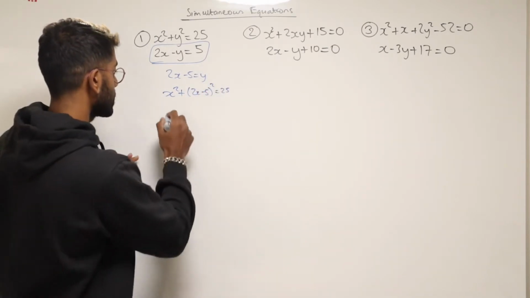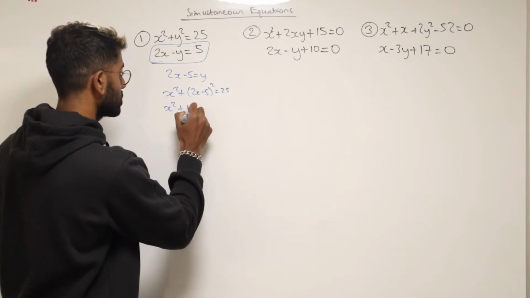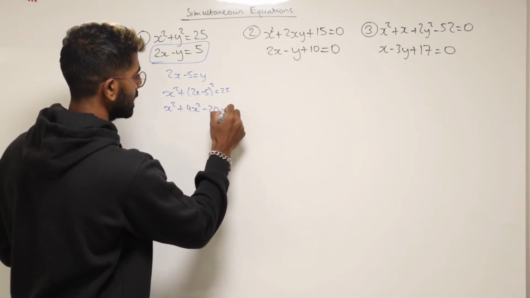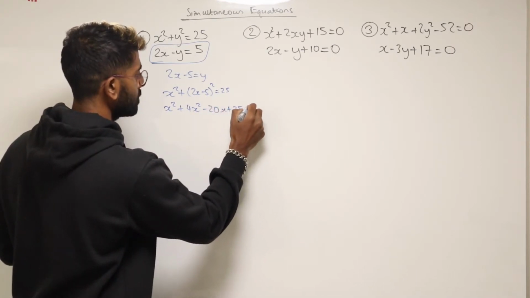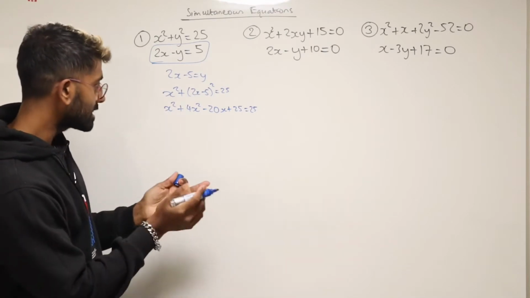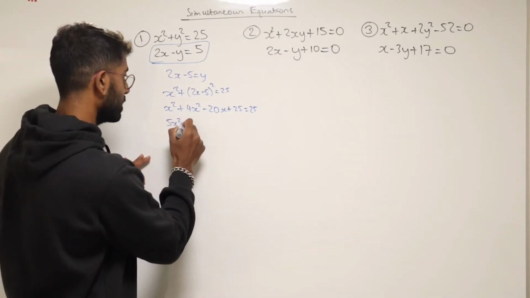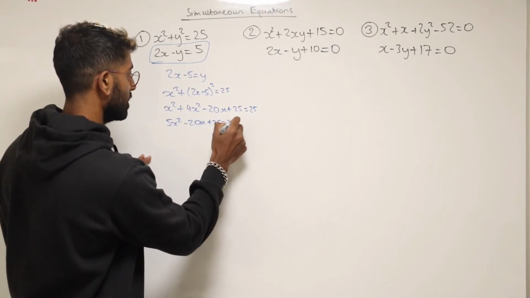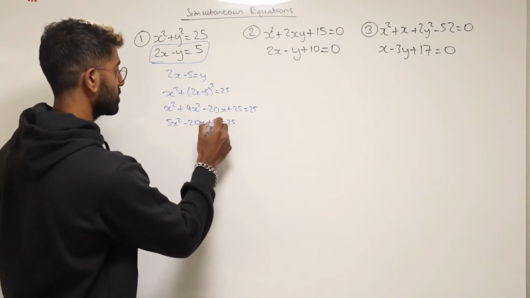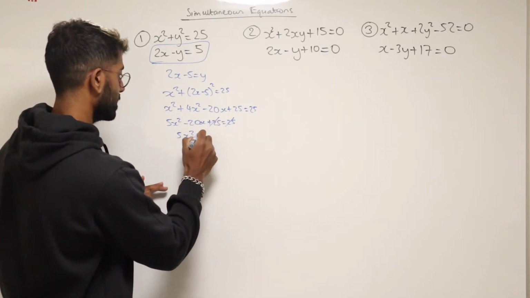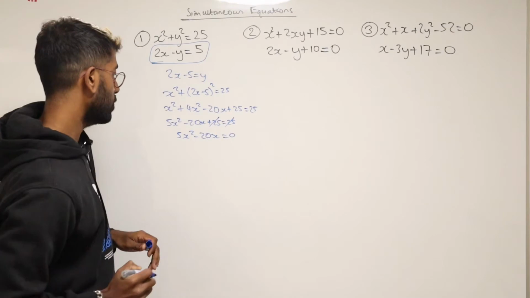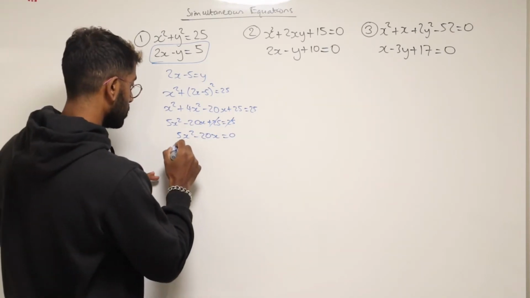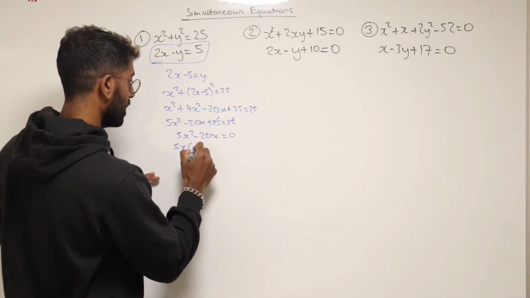Now we'll need to expand that out. So x squared plus, that's going to be 4x squared minus 20x plus 25 equals 25. Let's neaten this up. So we have 5x squared minus 20x plus 25 equals 25. Now the two 25s on both sides, we'll just get rid of those. So we've got 5x squared minus 20x is equal to 0. And now to solve this, we could just factorize it. So we'll take 5x out, and then we'll have x minus 4.